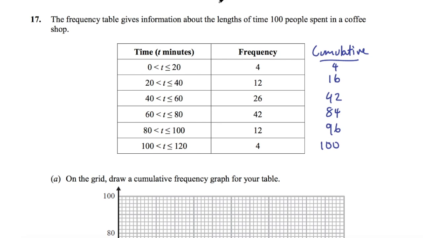So you should always end up with the total that they tell you it should be. If you finished on 104 or 98 or something, you'd know you'd made a mistake with this adding up. But because we finished on 100, I'm pretty confident my adding up was correct.